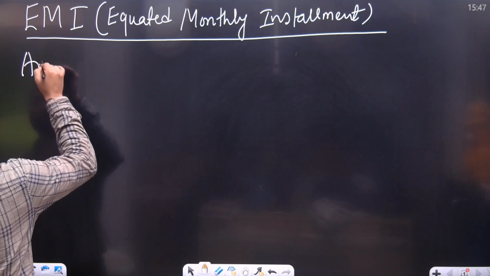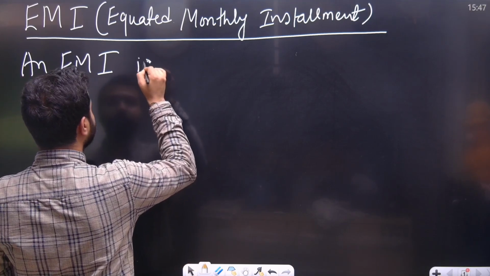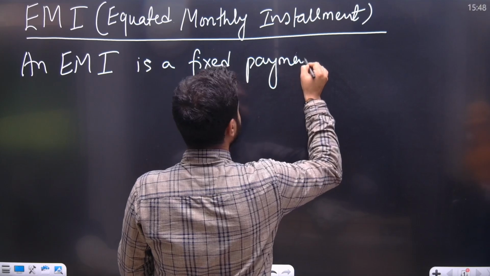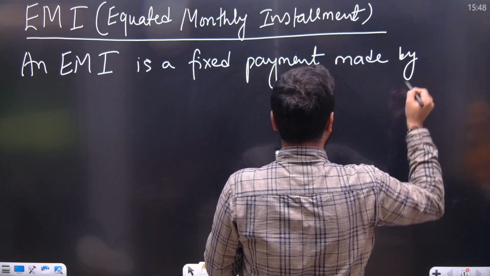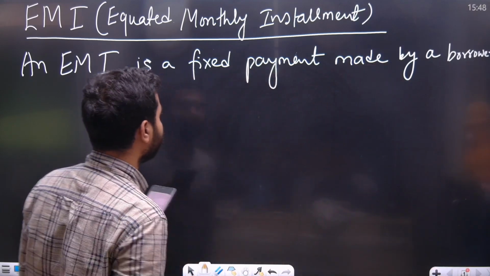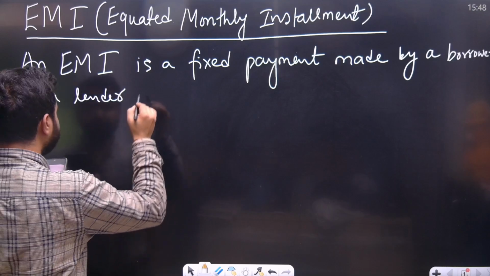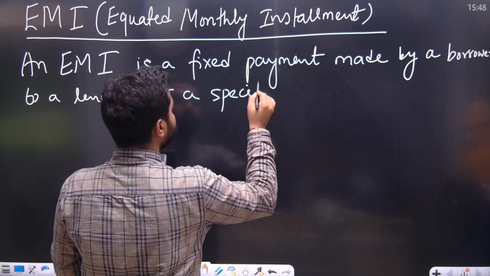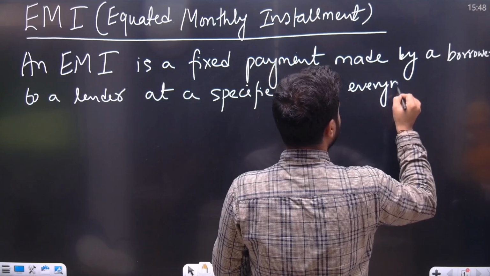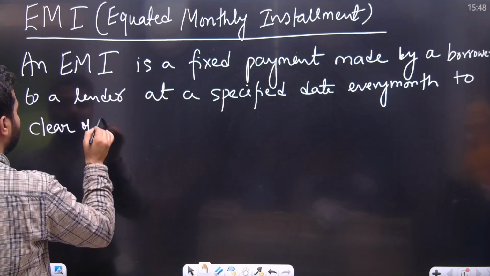An EMI, that is equated monthly installment, is a fixed payment made by a borrower to a lender at a specified date every month to clear off the loan.